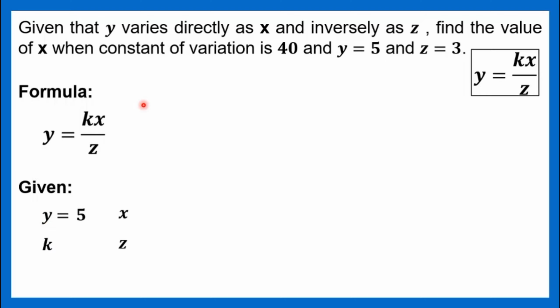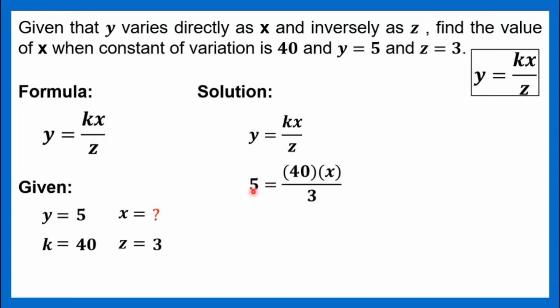Ang k natin or the constant of variation is 40. So, lagay mo 40. Then, ang x natin dito ay unknown kasi siya ang pinapahanap. Find the value of x. So, question mark yun. Then, for z, that is 3. Ayan. Then, pwede na tayong mag-solution. For solution, write the formula: y is equal to kx over z. Then, substitute lang lahat. Yung y magiging 5. Ayan, so tama naman.